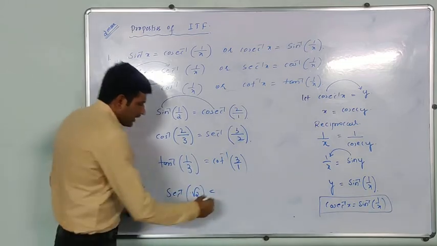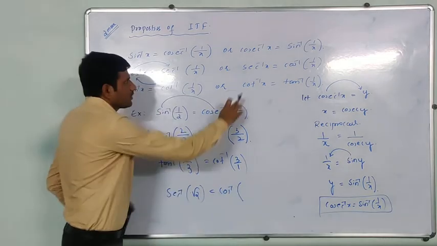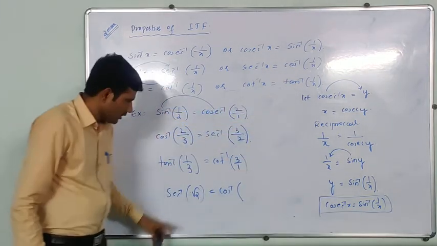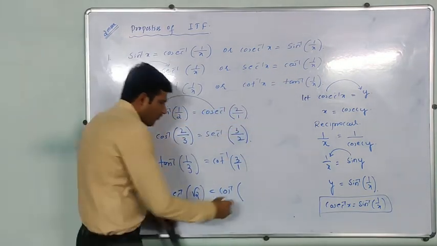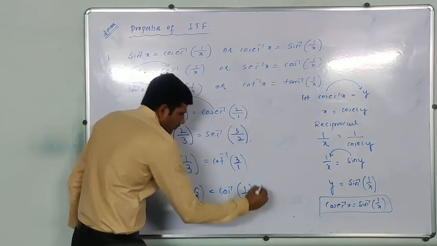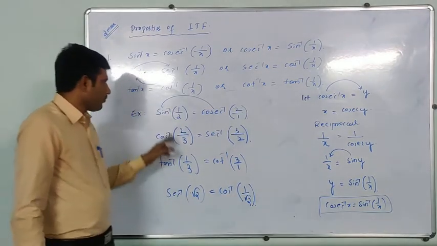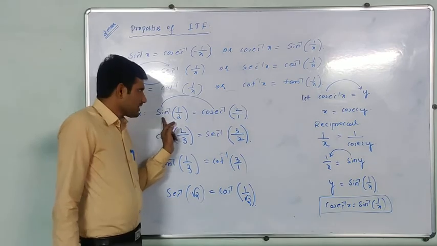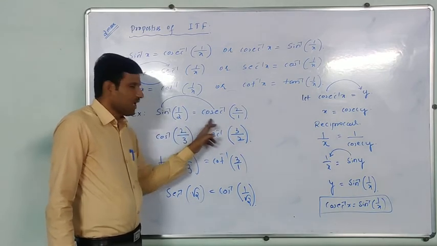If you want to convert sec inverse in terms of cos inverse, you have to make it reciprocal. Reciprocal of root 2 is how much? 1 by root 2. So sometimes in a problem, we may need to convert sine inverse in terms of cosec inverse. This is how we can convert.